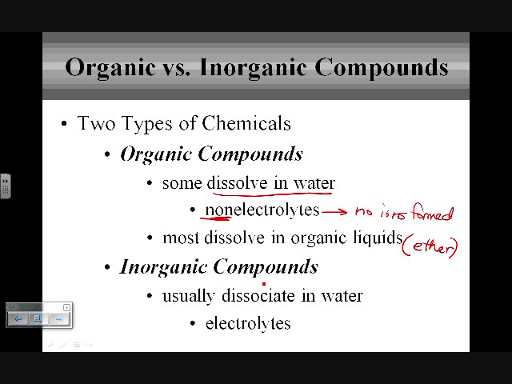These inorganic compounds, however, are going to dissociate. And by dissociate, I mean they're going to separate into their separate components in water. So those that separate in water are going to be considered electrolytes because they're going to form ions when they split apart. So the idea that sodium and chlorine ions are formed, all right, inorganic compounds are going to separate that way.